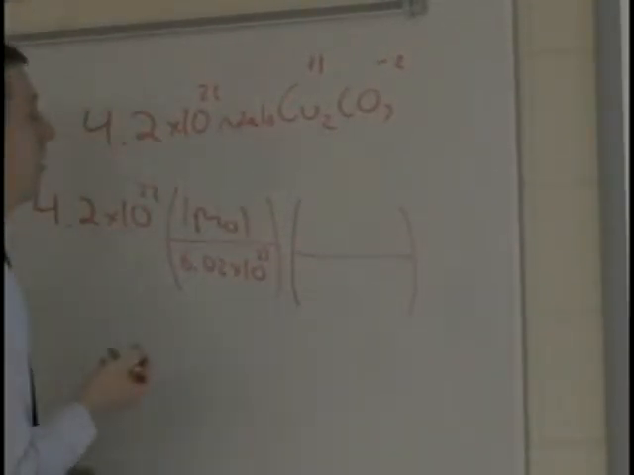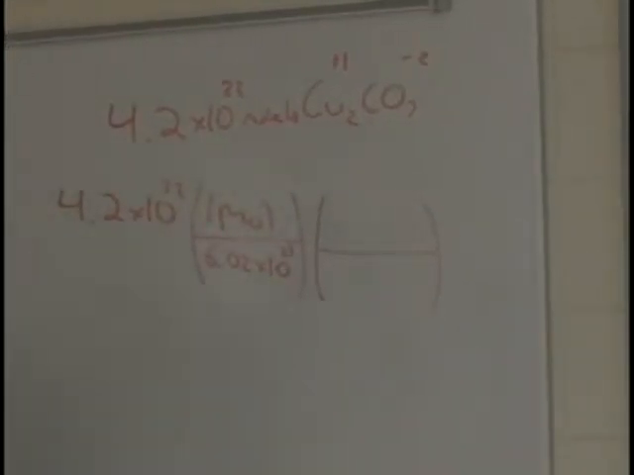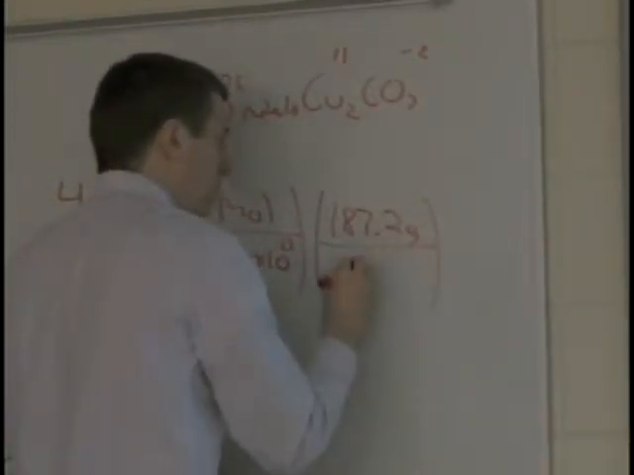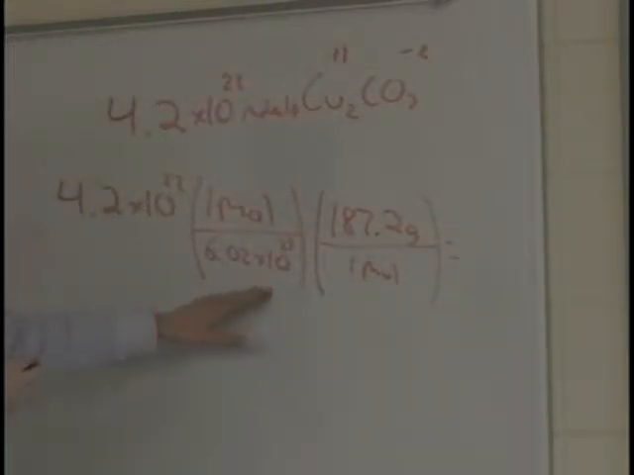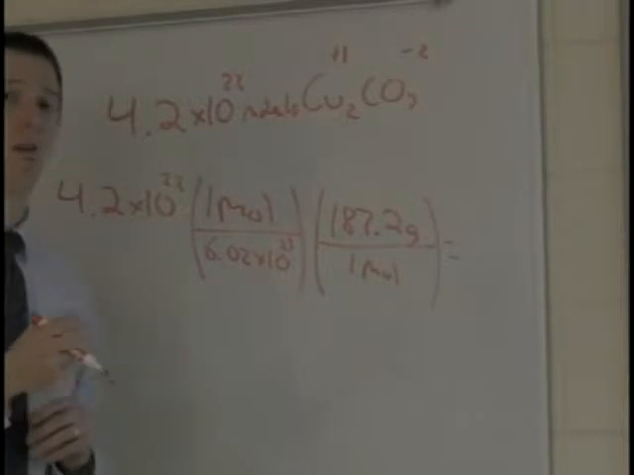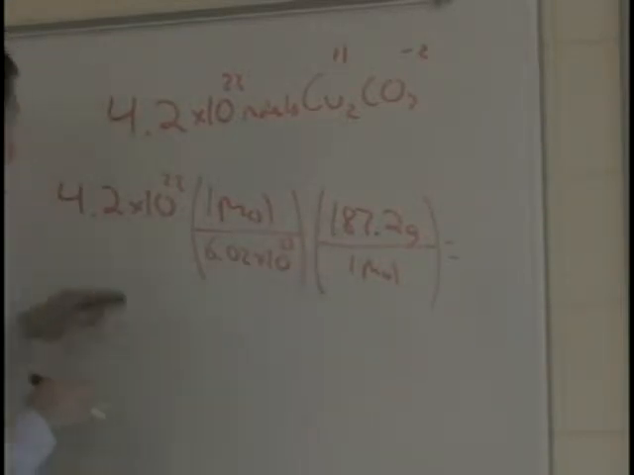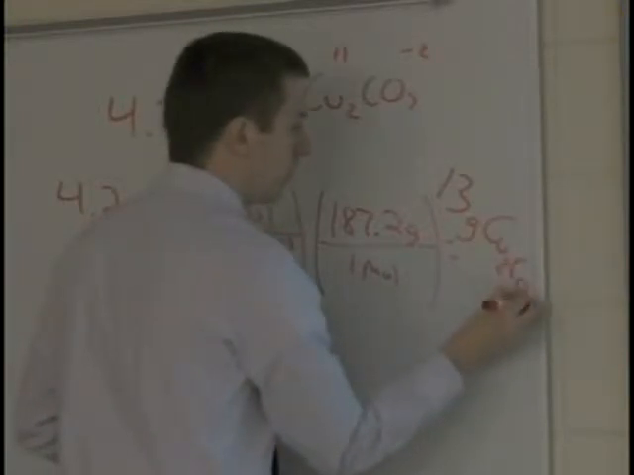I do both steps at once. Second step is grams. Well, look on the periodic table. The mass of 2 coppers, 1 carbon, and 3 oxygens is 187.2 grams in 1 mole. Divide by Avogadro's number, multiply by 187.2, and it'll get your correct answer. Keep in mind that sig digs are based off of measurements, not off of conversions. These are known values. So my final answer should only have 2 digits. I ended up with 13 grams of Cu2CO3.